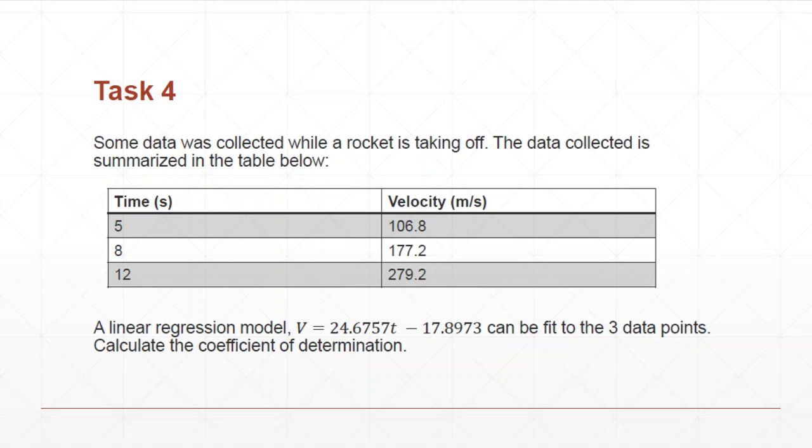So let us start doing that. The coefficient of determination is r squared, and the formula for it is (S_t minus S_r) divided by S_t. First, let's work on finding S_t.